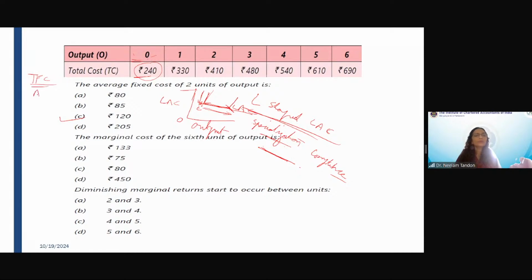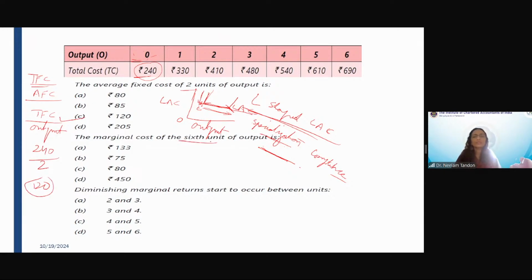First, you need to see how much the total fixed cost is. Then you know the average fixed cost formula: average fixed cost is total fixed cost divided by output. Total fixed cost is 240, output given is 2, so that becomes 120. So your first answer is 120.